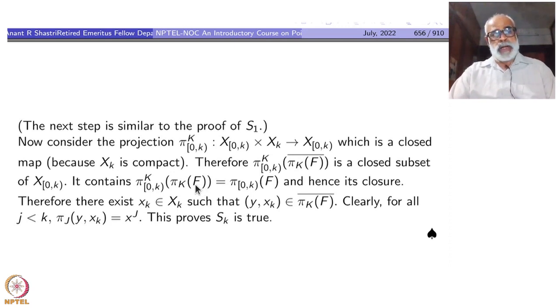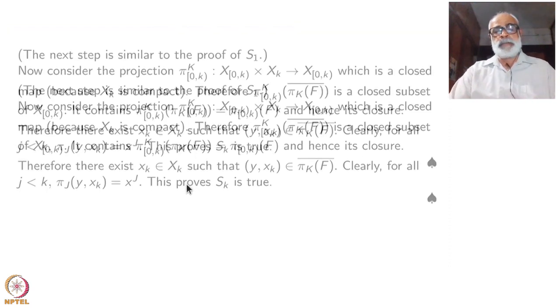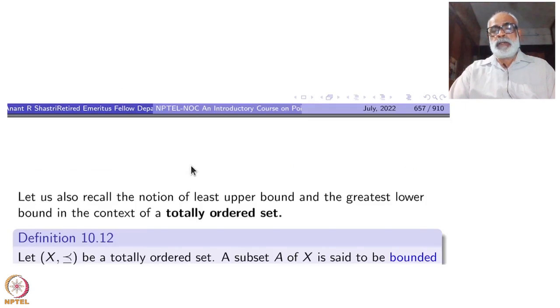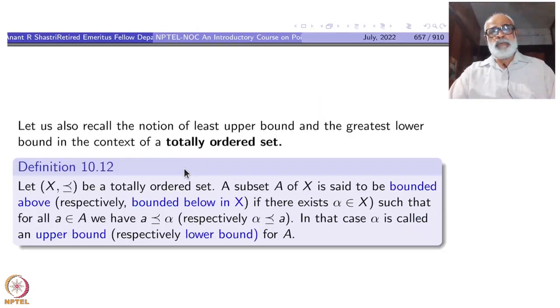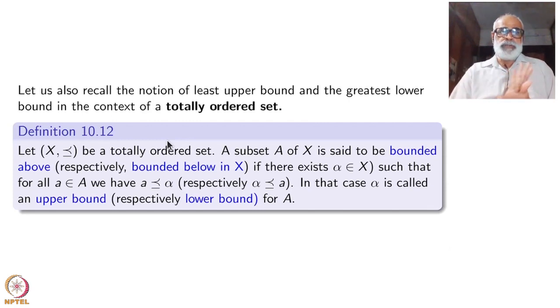Next, we want to go ahead with the order topology and so on. How far can we imitate the model, namely the real line with its order? So we go back to that and introduce a few more terminologies, all based on what we are already familiar with from the real line. Let us recall the notions of least upper bound and greatest lower bound in the context of a totally ordered set. We are recalling it so that everything is devoid of all algebraic properties of the real line. Only the order properties are being used. That is why we are recalling it, with the emphasis on that.